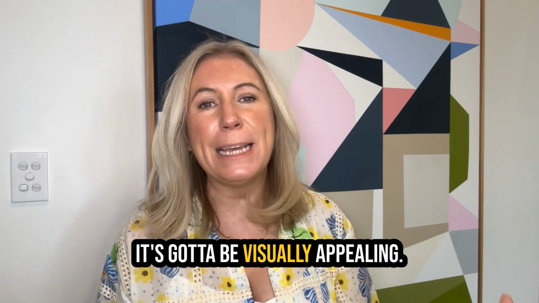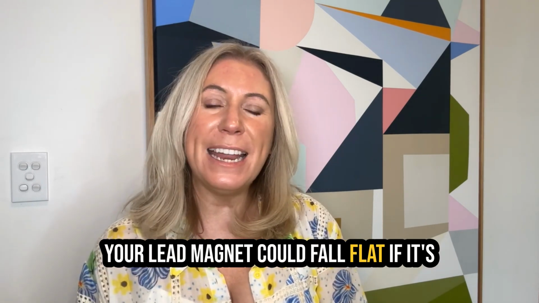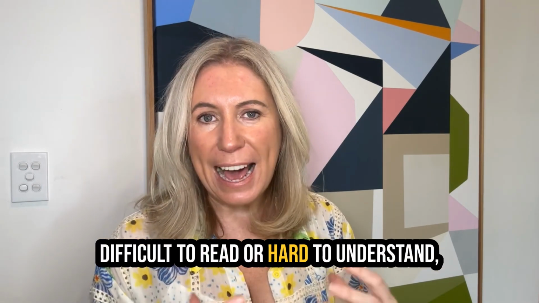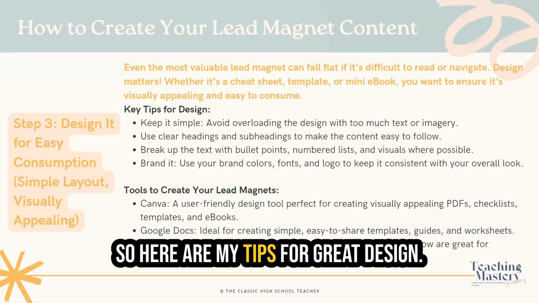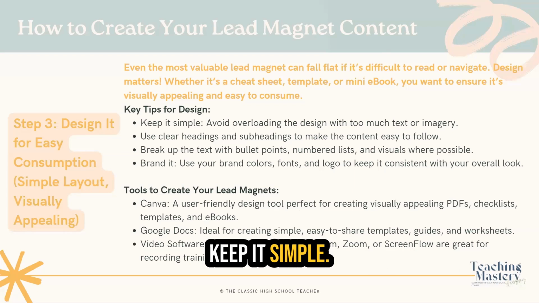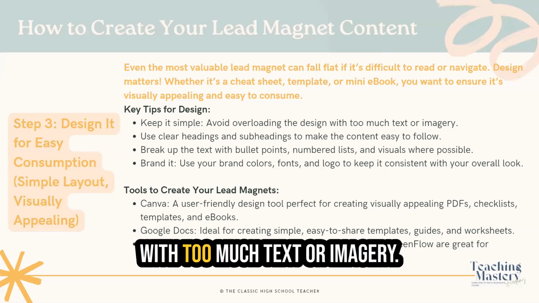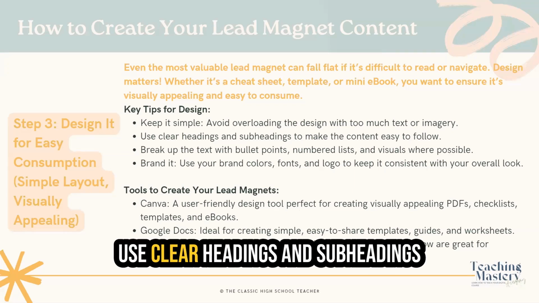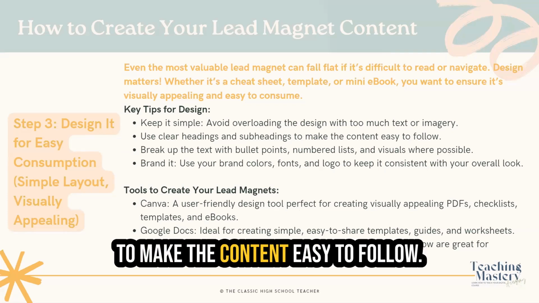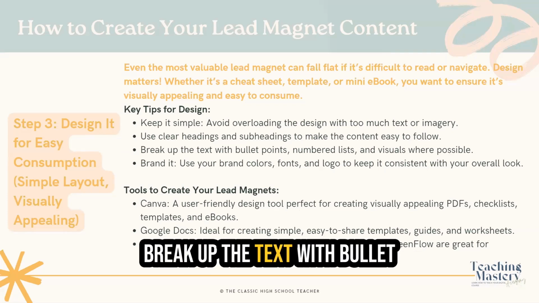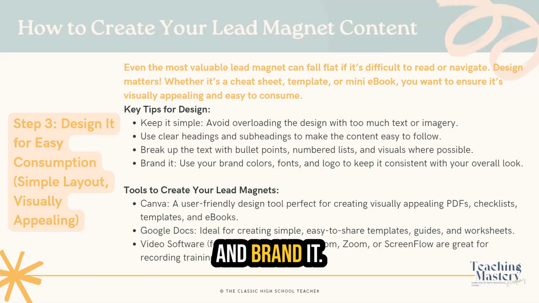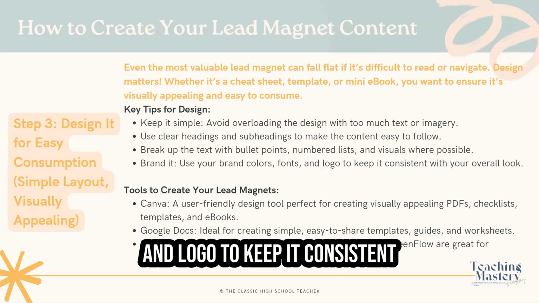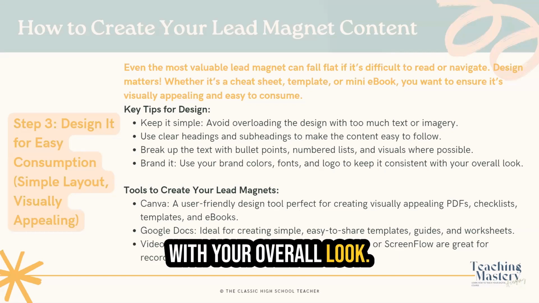It's got to be visually appealing. Your lead magnet could fall flat if it's difficult to read or hard to understand, or visually it's not that eye-catching. So here are my tips for great design. Keep it simple. Avoid overloading the design with too much text or imagery. Use clear headings and subheadings to make the content easy to follow. Break up the text with bullet points, numbered lists, and visuals where possible. And brand it. Use your brand colours, fonts, and logo to keep it consistent with your overall look.